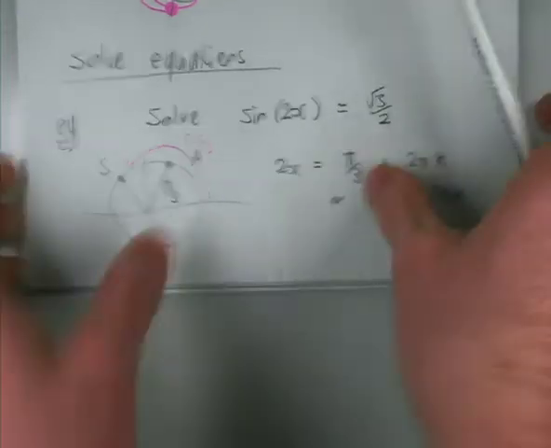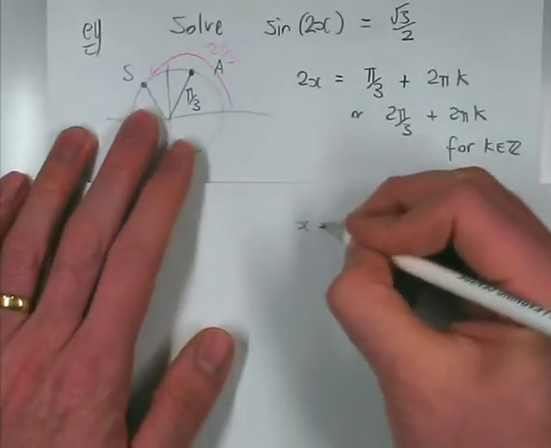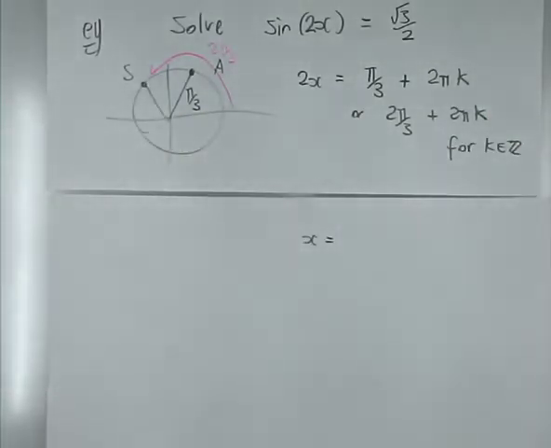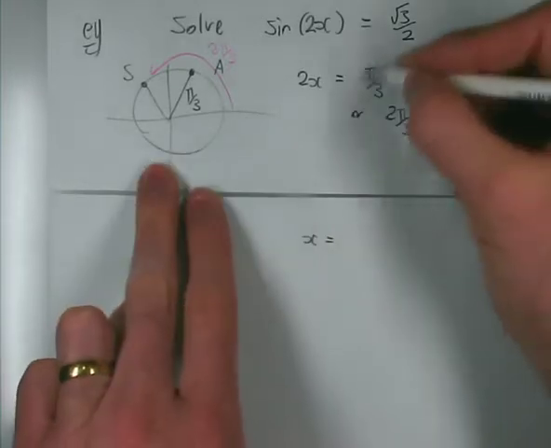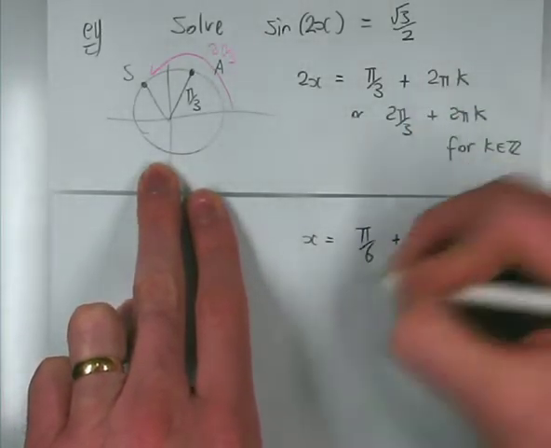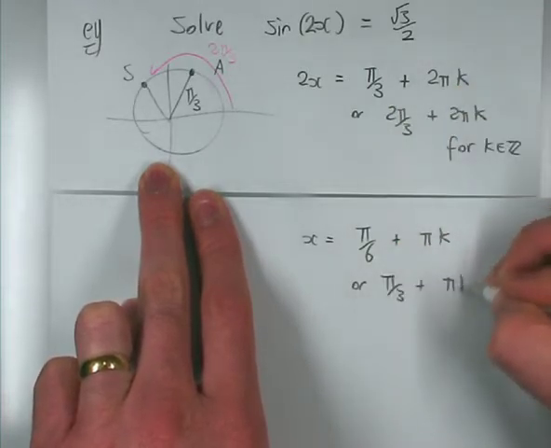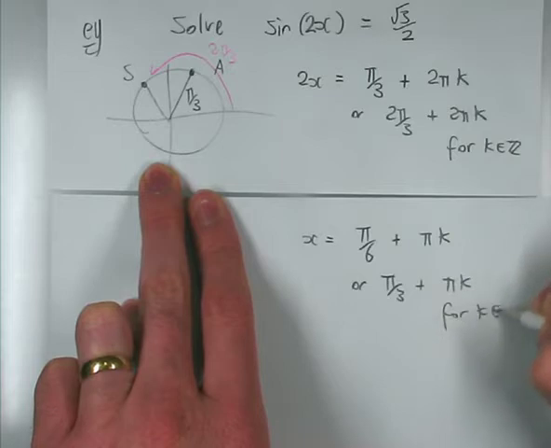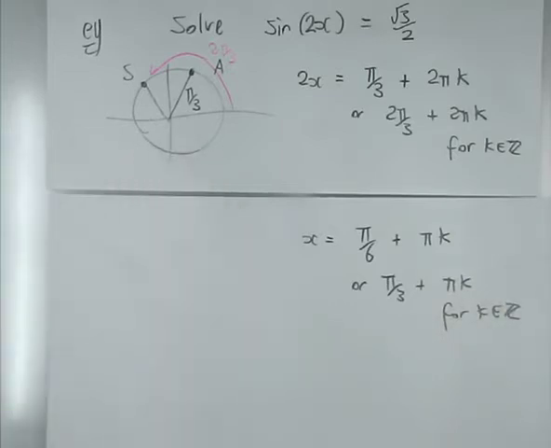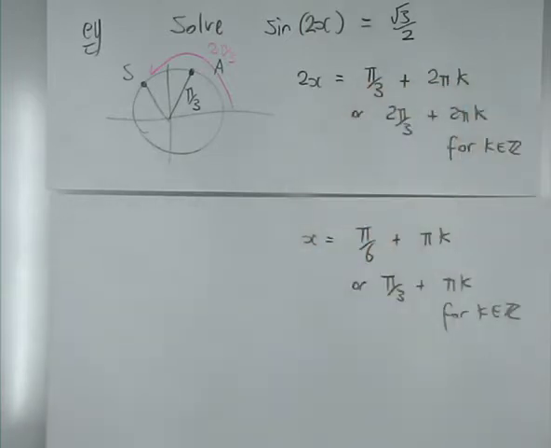So that means that my x, which I've run out of space for, same deal as always, I deal with the outside. When I'm solving equations, I pull off the stuff on the outside, and then I pull off the next thing. I'm going to have to pull off the 2, so I'm going to have to divide everything by 2. So I'm going to get pi on 6 plus pi k, or divide that by 2, pi on 3 plus pi k. Yay. So I just divided each thing everywhere by 2, and that's my final answer.